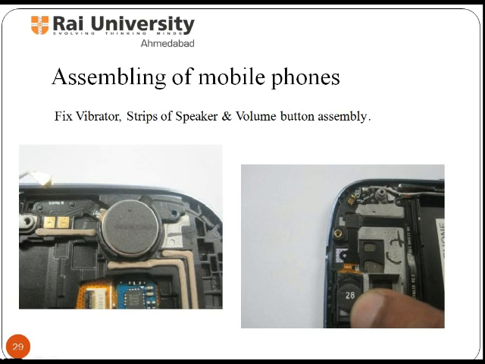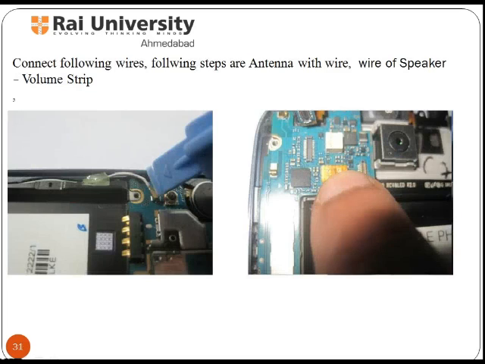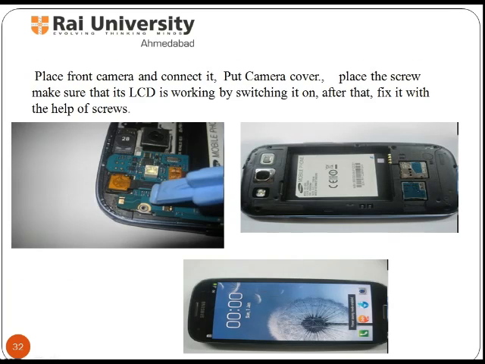Step 1. Fix vibrator, strips of speaker and volume button assembly. Step 2. Fix main camera and SIM and memory card. Step 3. Connect following wires. Following are the antenna wire and the wire of speaker volume strip. Step 4. Place front camera and connect it. Put camera cover. Place the screw.